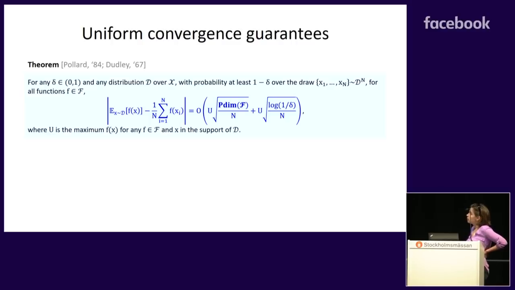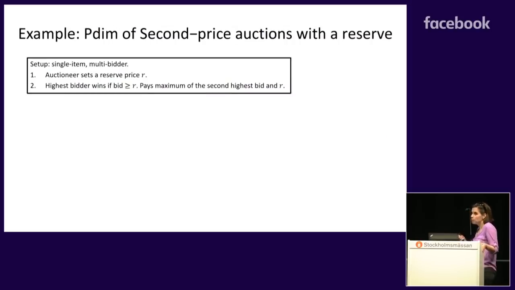So one way to think about it is that the simpler the class of functions is, the fewer samples we need to get this deviation to be small. This is a classic uniform convergence result from learning theory based on the pseudo-dimension. And so now going back to our mechanism design context, I want to show you how we can actually compute the pseudo-dimension of certain classes of mechanisms that come from automated mechanism design. I'm going to show a high-level sketch of a proof for a simple example, the case of second price auctions with reserve prices.